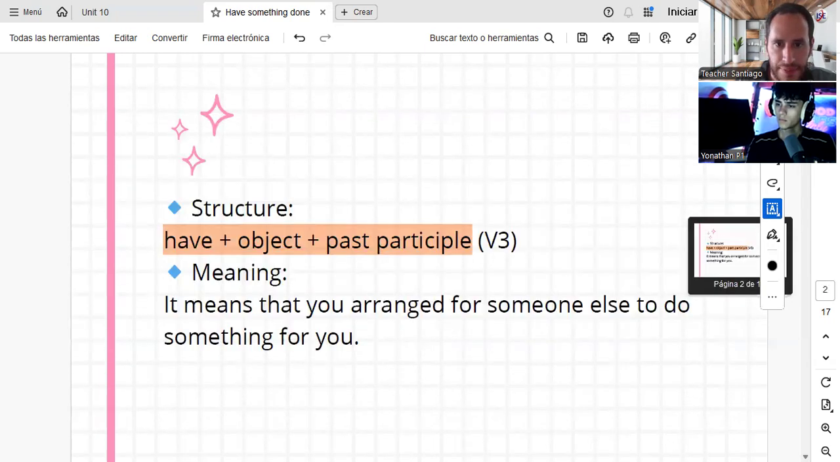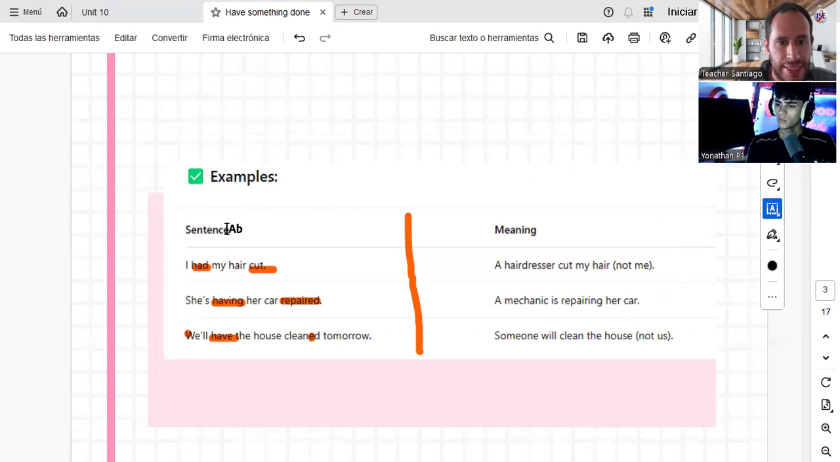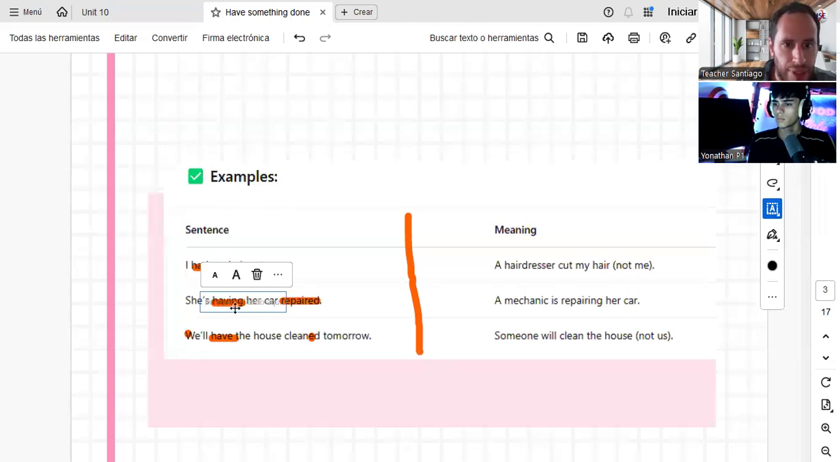So let's check some example sentences. This is past: I had my hair cut. A hairdresser, un peluquero, cut my hair, not me. She is having her car repaired. This is present progressive: a mechanic is repairing her car. So notice we use she, subject plus verb to be, the auxiliary have going with -ing, and the verb in past participle, repaired, -ed.